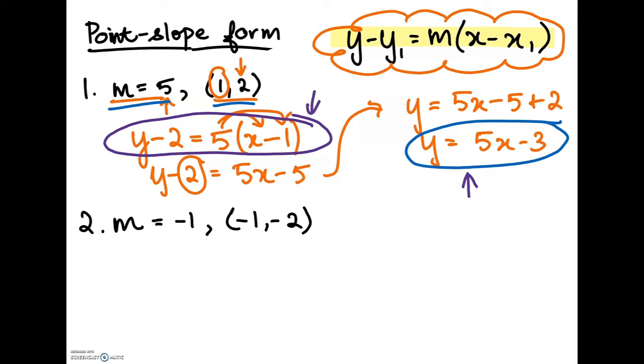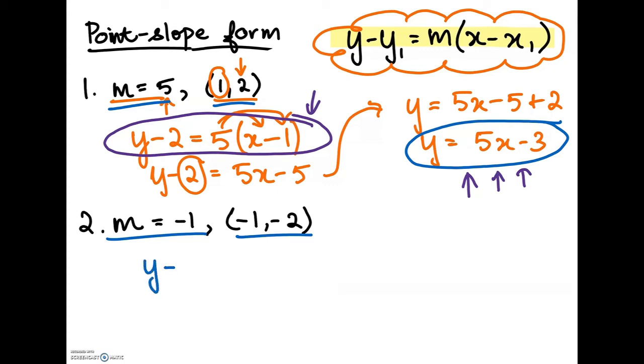But if they ask you to simplify it completely, you're going to need to simplify completely, and you will find your equation like this. So let's do the next example as well. They've given us that the slope is negative 1, and our coordinate point is negative 1, negative 2. So let's substitute our values.